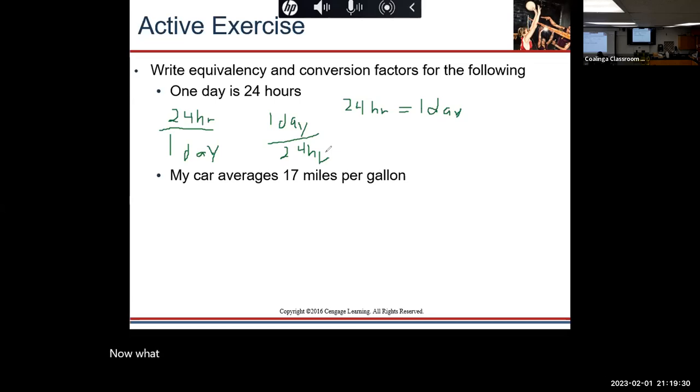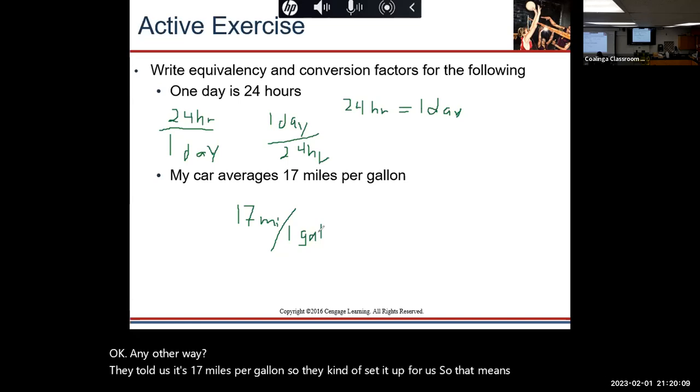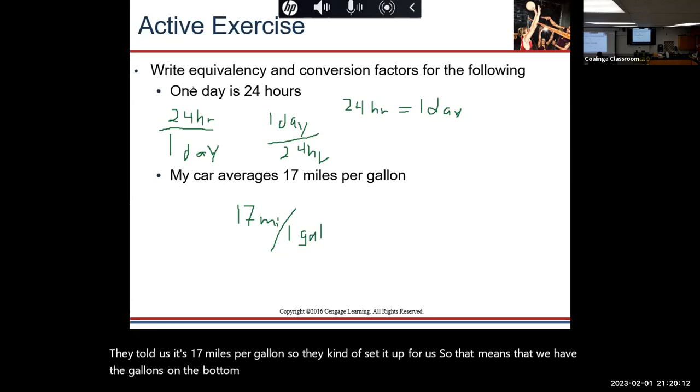Now, what about my car averages 17 miles per gallon? 17 miles slash one gallon. Any other way? They told us it's 17 miles per gallon, so they kind of set it up for us. That means we have the gallon at the bottom. Questions? Concerns?